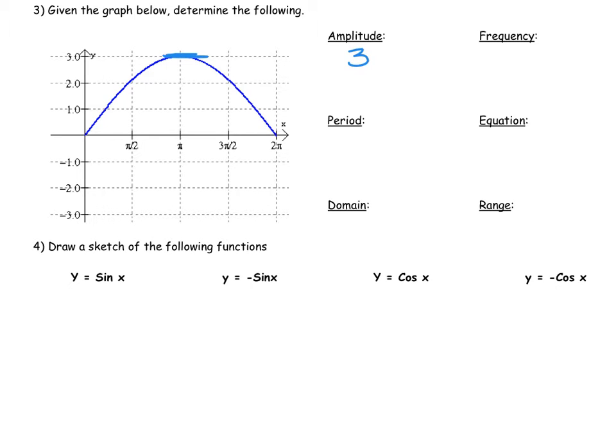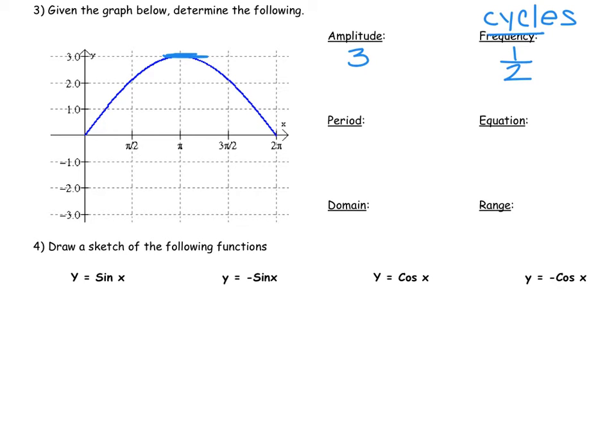Now, some of you may have heard this word frequency before, but we're actually going to replace the word every time you see frequency with cycles. They mean the same thing. Okay? So we want to know, how many complete cycles do I see between 0 and 2 pi? Well, here's 2 pi, and I haven't actually completed a full cycle. I completed half of a cycle. So the number of cycles here is a half.